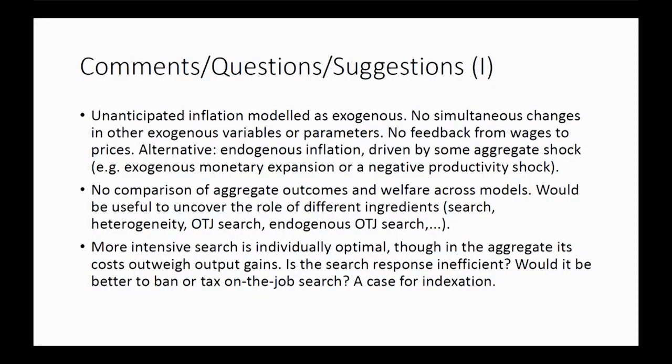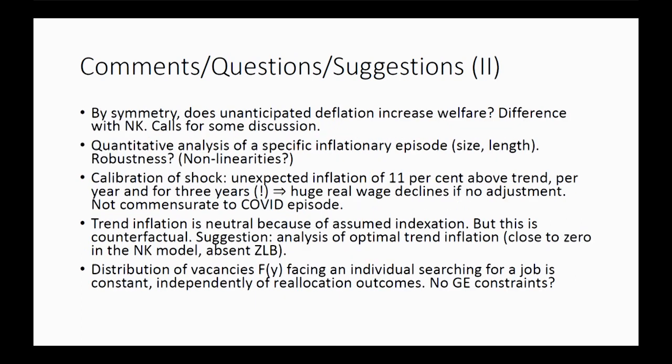Now, I think this is an interesting observation. In the model, when inflation increases, it is optimal from an individual point of view to search more intensively. Now, in the aggregate, this search cost outweighs the output gains. Okay, so it seems that this search response is inefficient for the economy as a whole. So one question is, would society be better off if we were to ban, or at least tax, this on-the-job search? And in any case, I think it provides a case for indexation to actual inflation, not only to trend inflation.